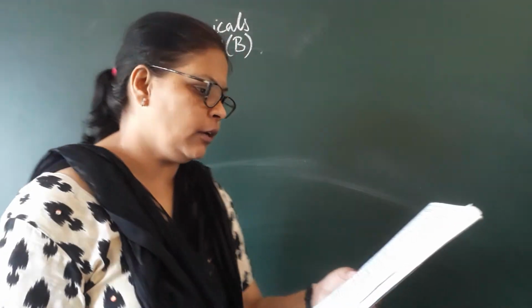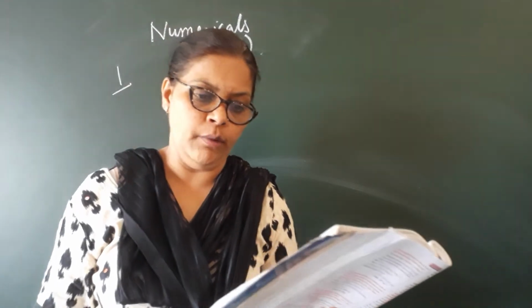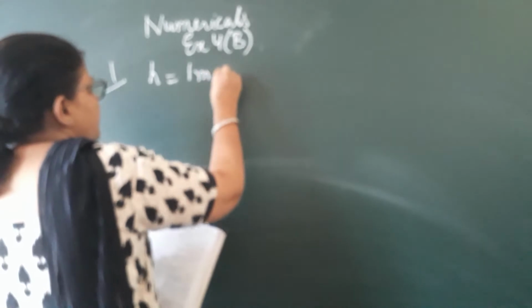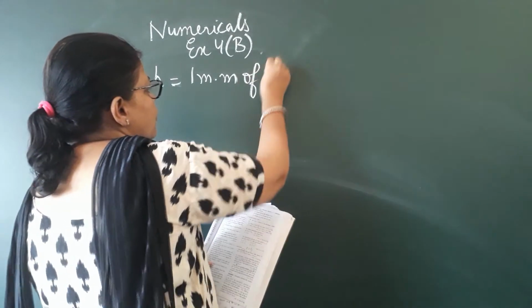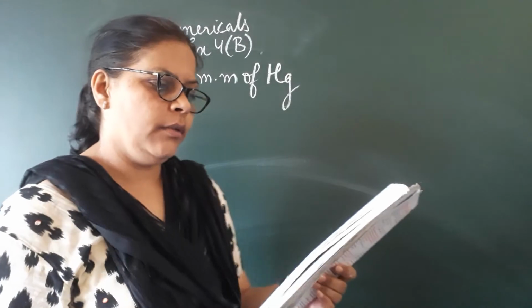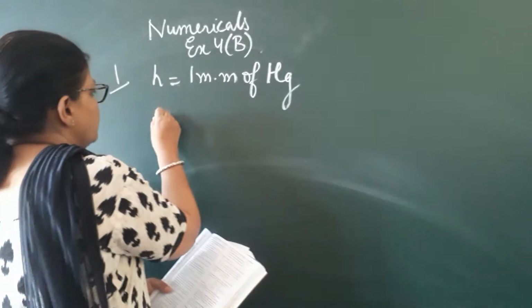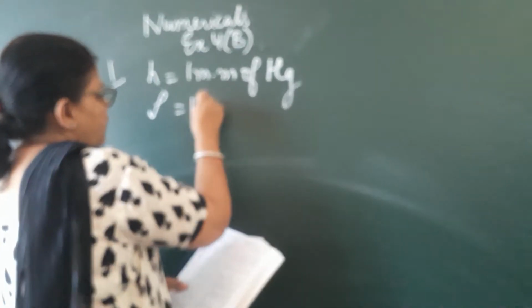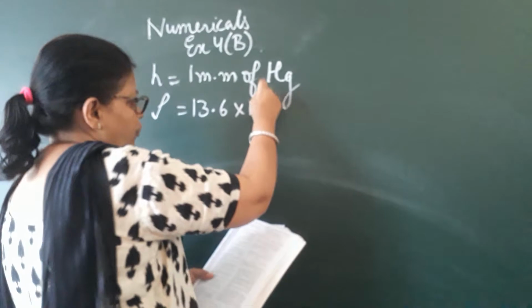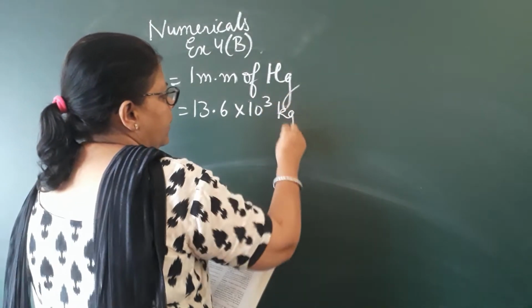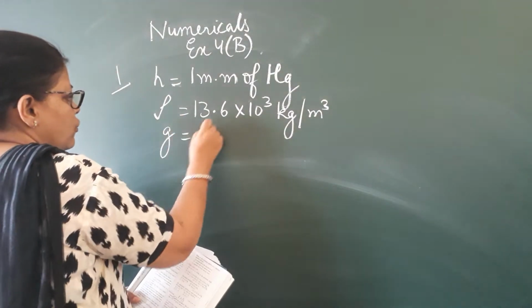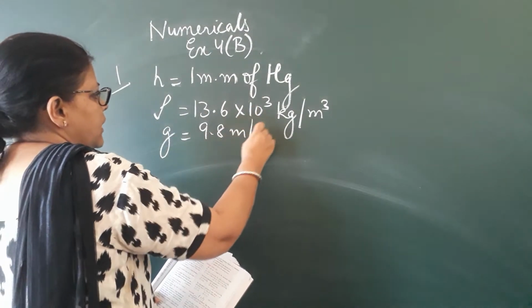I read out the first numerical for you. The first numerical is, they have asked you to convert 1 mm of mercury. Now 1 mm corresponds to the height, okay. So 1 mm is the height of the mercury which is given to you. What else is given? Take the density of mercury. The density is denoted by rho. It has to be taken 13.6 into 10 to the power 3 kg per cubic meter. Okay, and the value of g is given to be 9.8 meters per second square.